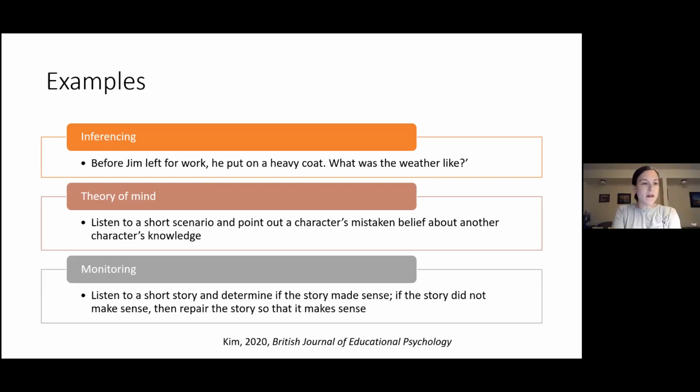The last one that we'll talk about this evening is monitoring. The way you can see this is listening to a short story and making sure it makes sense, and then picking out the pieces that don't make sense and repairing it. If we're able to do this, that means we're monitoring our comprehension of what's happening in a story. So these are the three components. And this is how they were measured in Young-Suk Kim's direct and indirect effects of writing model. That's what is specifically being referred to in this model.